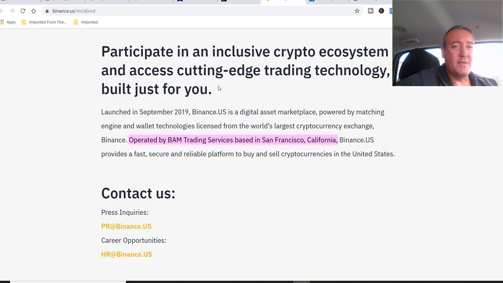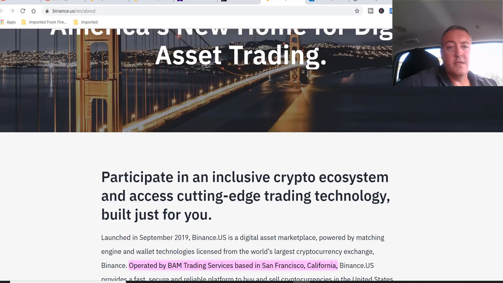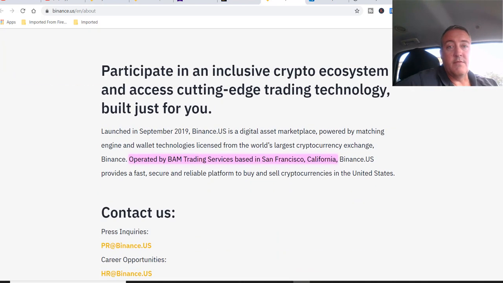Whether that is a big deal or not, who knows? We'll see in the future, because I guess if they're doing business under them, they lose their license. That means Binance US will no longer be viable. I would imagine they have contingency plans in place if that does in fact happen. All right, so let's go ahead and check out the Binance US alternative.